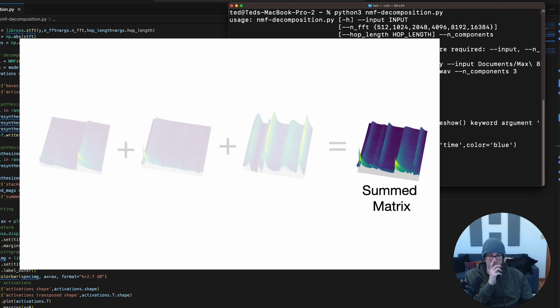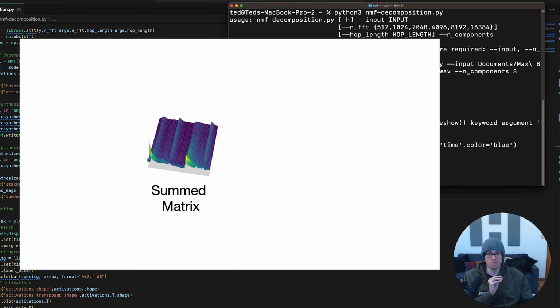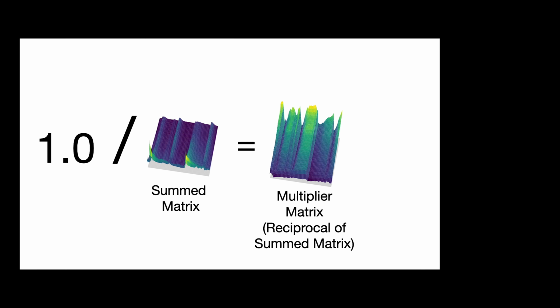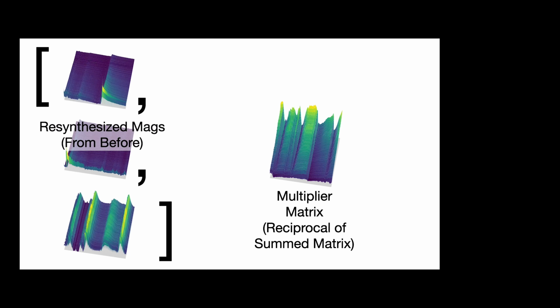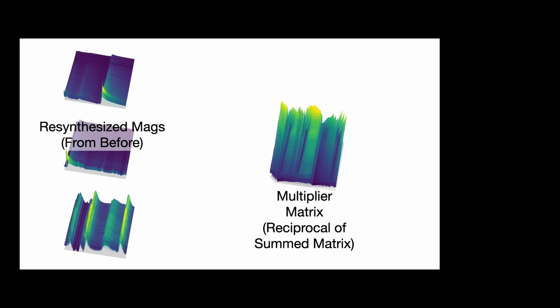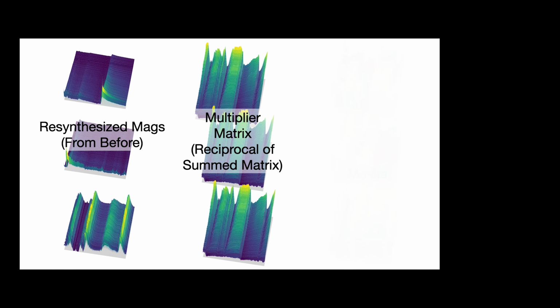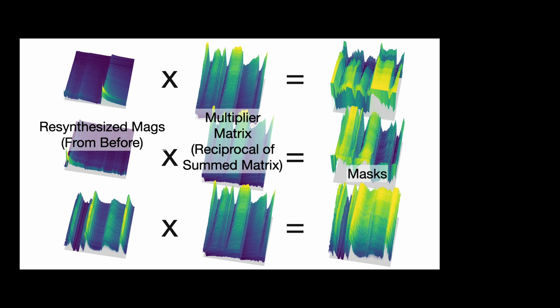So now what we want to do is take 1 divided by this matrix. And what it's going to give us when we multiply this multiplier matrix against each of the resynthesized magnitude matrices is what's called the softmask. And what this means is that for any given point in our spectral space, a time, frequency position, if we were to sum up the value at that spot in all 3 masks, they would sum to 1.